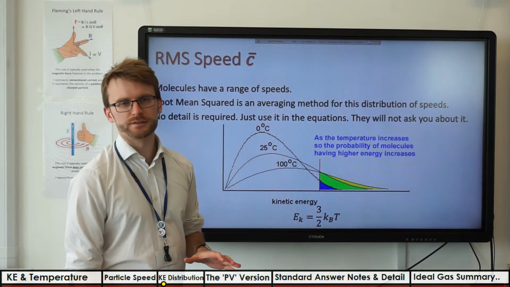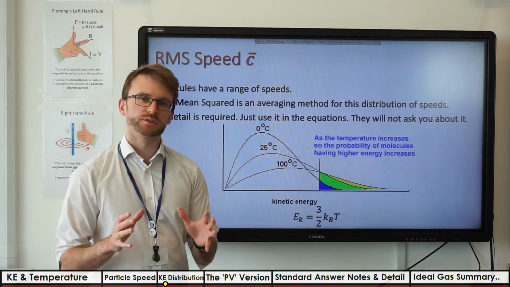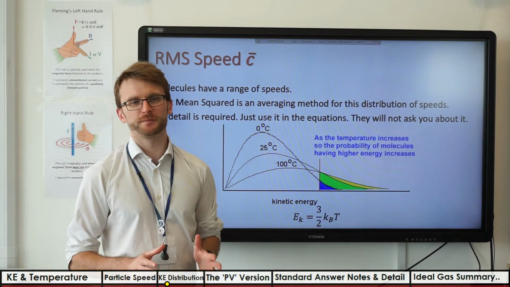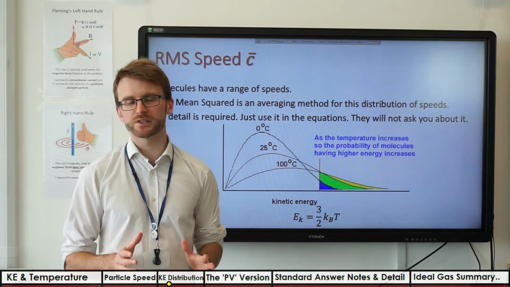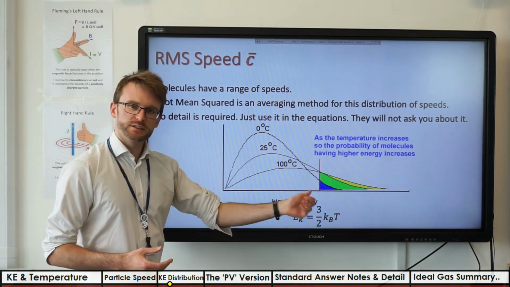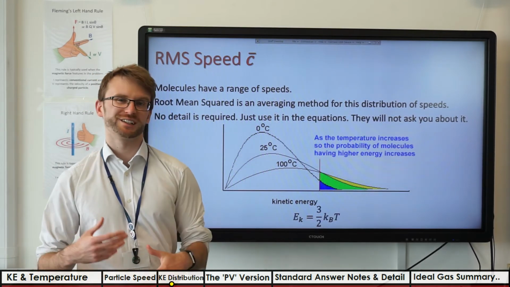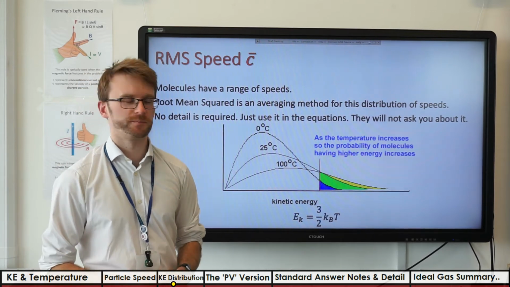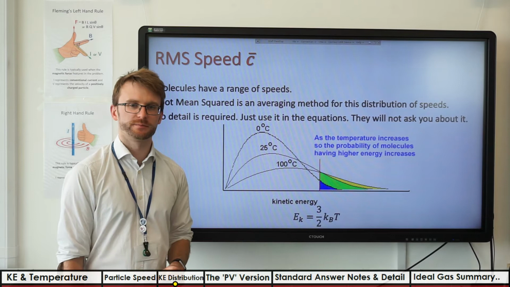In a gas, the distribution of speeds is not a normal distribution. It's not what you're used to dealing with in everyday life. Particles in a gas all travel at different speeds in different directions. The distribution of these speeds follows a different type of curve and therefore requires a slightly different type of statistic in order to calculate an average. Energy follows the same distribution as well, kinetic energy.